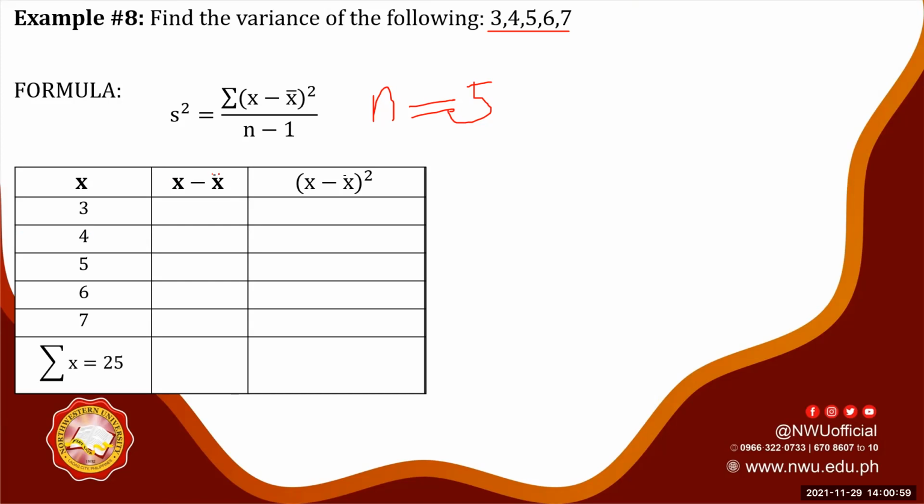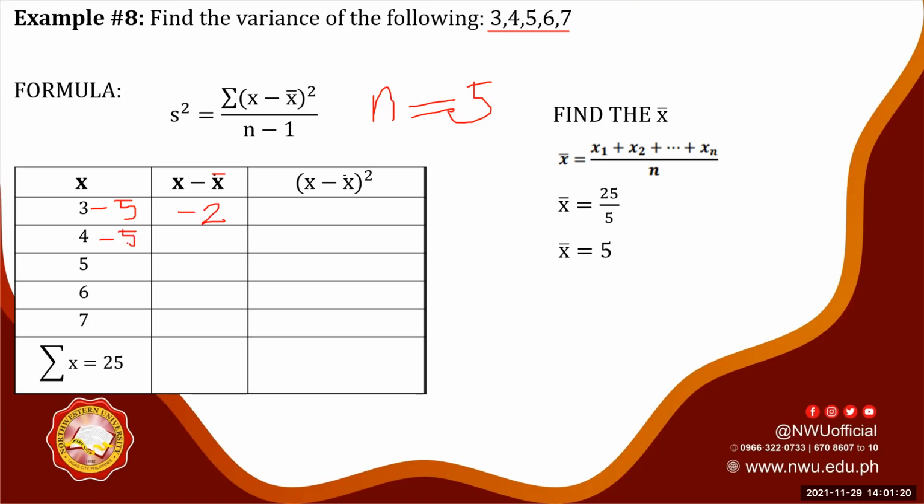Now, your x minus x bar, first you need your mean. And ang mean lang naman natin is add 3, 4, 5, 6, and 7 and you divide it by 5. That's just simply equal to 5. That's your mean. So, 3 minus 5, that's equal to negative 2. 4 minus 5, that's equal to negative 1. 5 minus 5, that's equal to 0. And 6 minus 5, that's equal to 1. 7 minus 5, that's equal to 2.